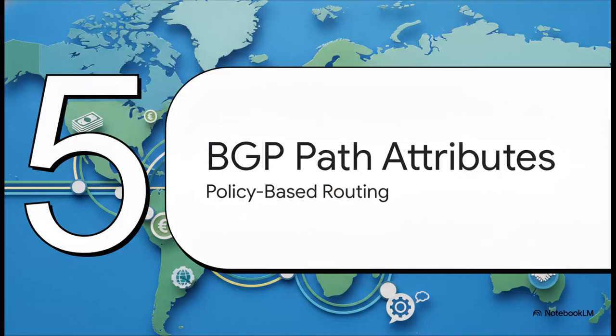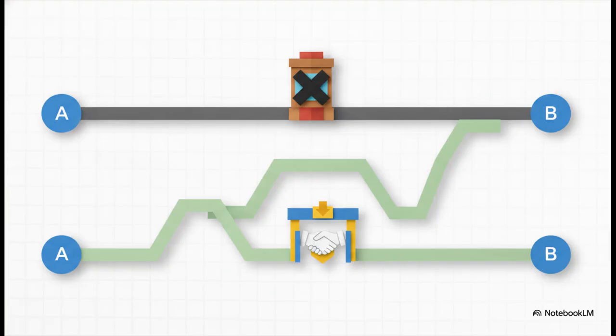Finally, we arrive at Section 5, BGP Path Attributes. Okay, this is where we learn the real secret of internet routing. Are you ready? It's not just about technology. It's actually about business. Because BGP operates between fiercely competing companies, ISPs, telcos, massive tech giants, it relies heavily on policy-based routing rather than just raw speed.